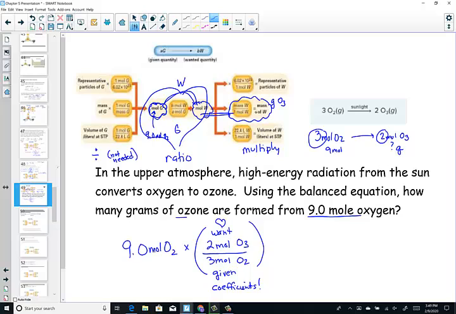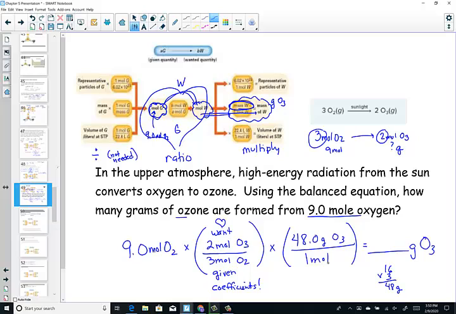One more step to get to grams, and notice that that's the molar mass of what we want. We want to know grams of O3. So the molar mass of O3 is 48. 16 times 3 is 48 grams of ozone in every 1 mole. So remember the mole map. To go from moles out to grams, that conversion factor is called molar mass.